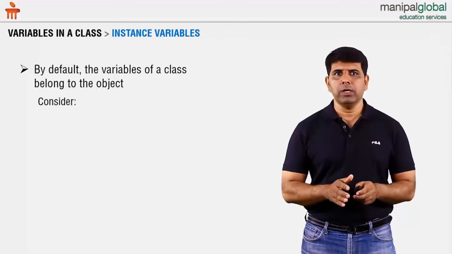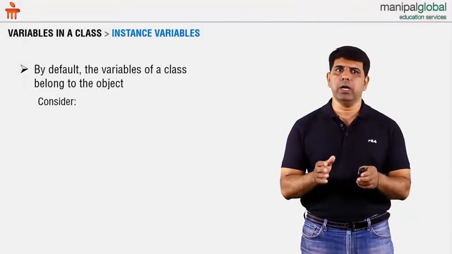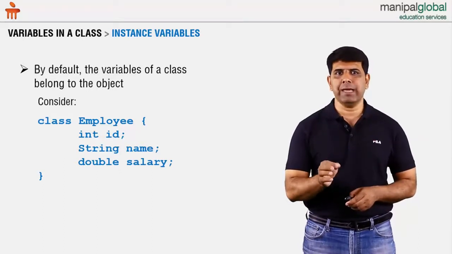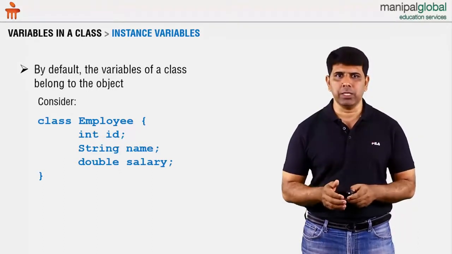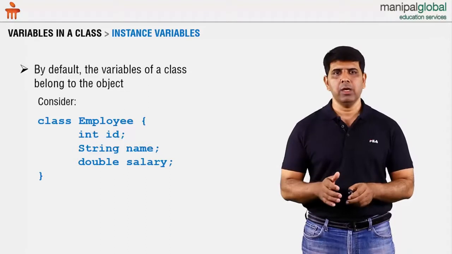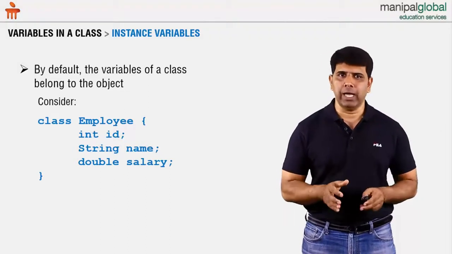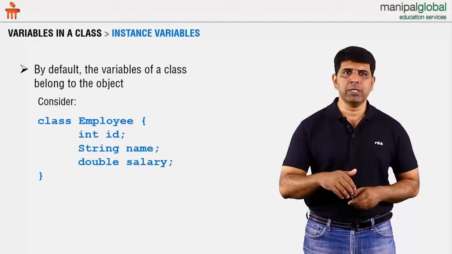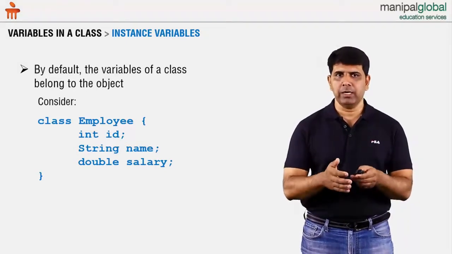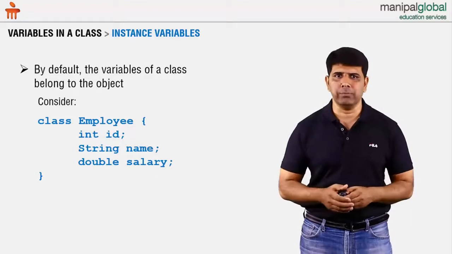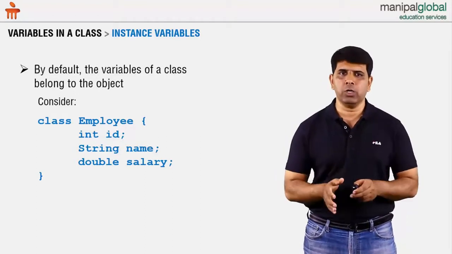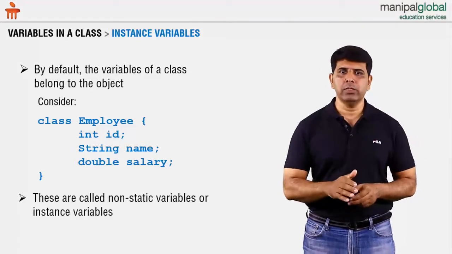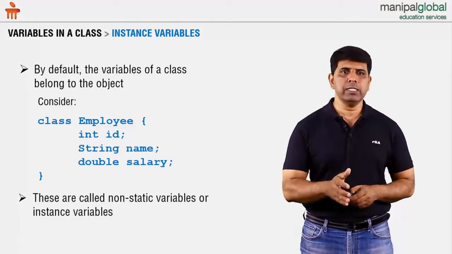Now by default, the variables of a class belong to the object. For example, consider a class called employee with 3 variables, ID, name and salary. By themselves they don't occupy any space. However, if you create variables of the employee class and assign them to objects of employees, then they occupy memory. These variables are also known as non-static variables or instance variables.